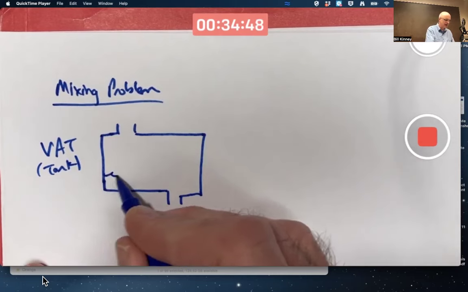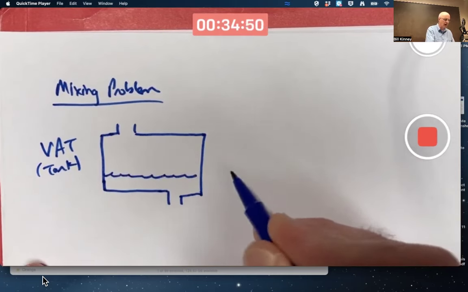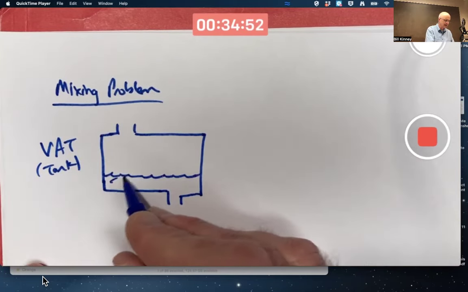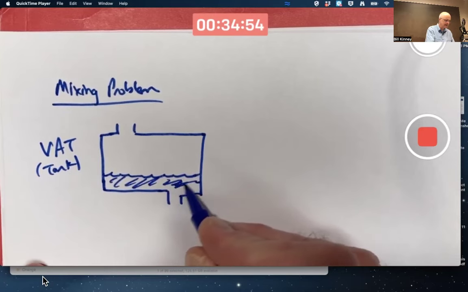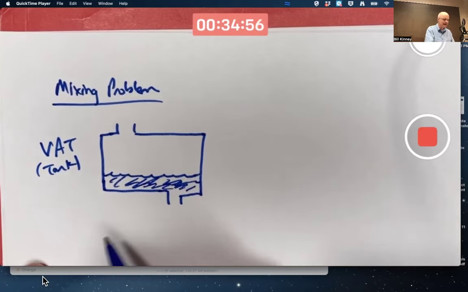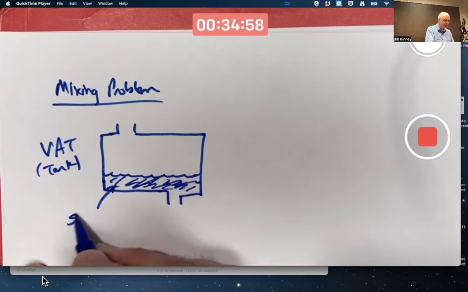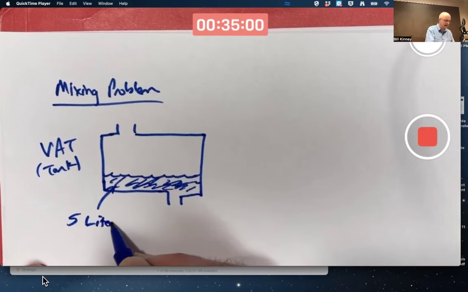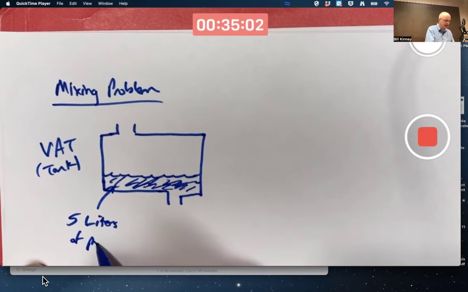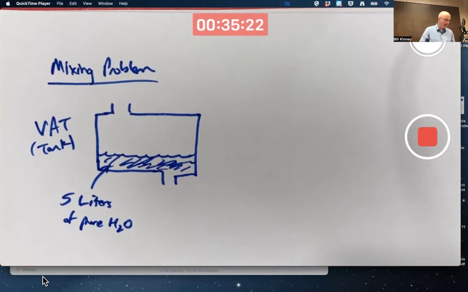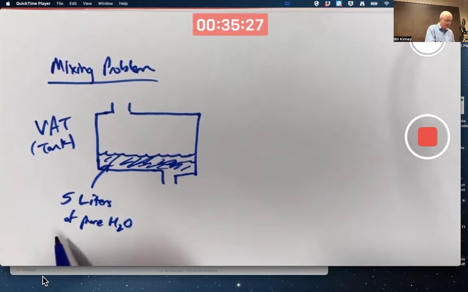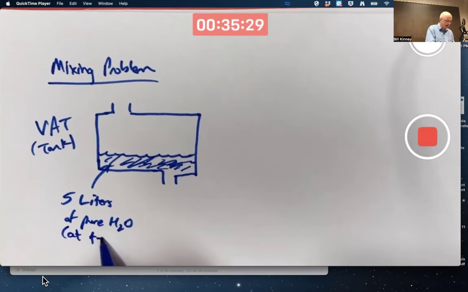Let's say it's got a certain amount of pure water to begin with. There's my pure water. Doesn't it look so nice and refreshing? There's my 5 liters, say, of pure H2O at the beginning, no salt. All right, 5 liters of pure H2O at time 0, at the start, at t equals 0.